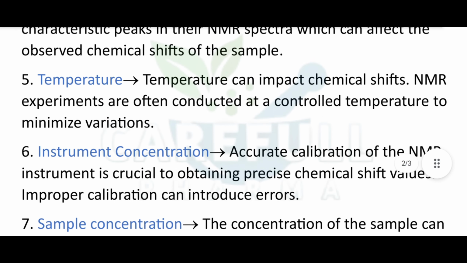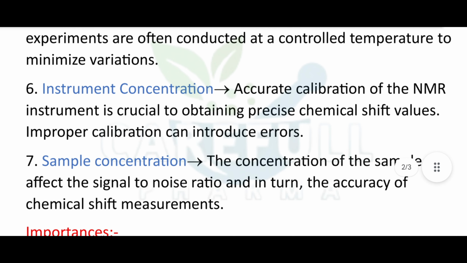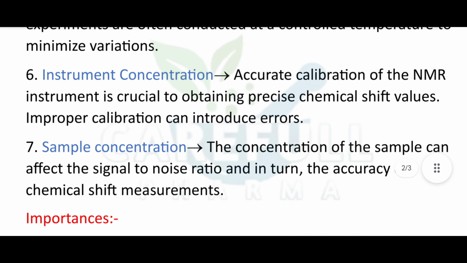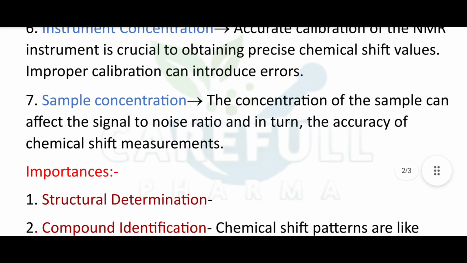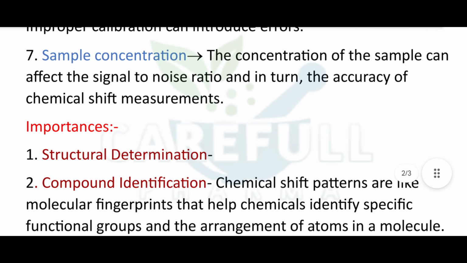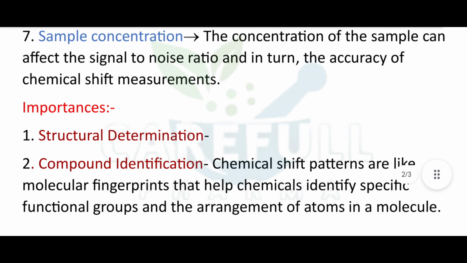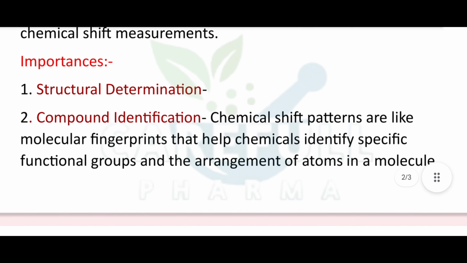6. Instrument calibration. Accurate calibration of the NMR instrument is crucial to obtaining precise chemical shift values. Improper calibration can introduce error. 7. Sample concentration. The concentration of the sample can affect the signal-to-noise ratio and, in turn, the accuracy of chemical shift measurements. Importance: 1. Structural determination.